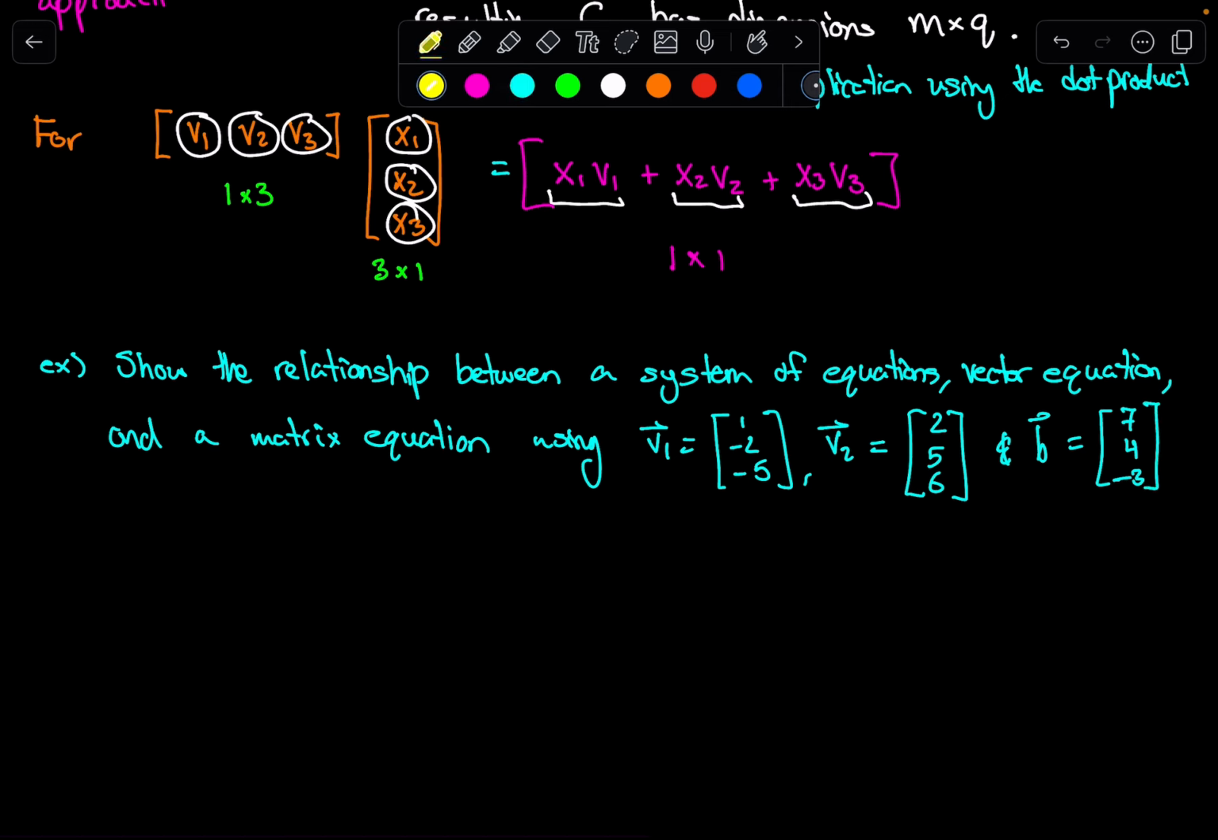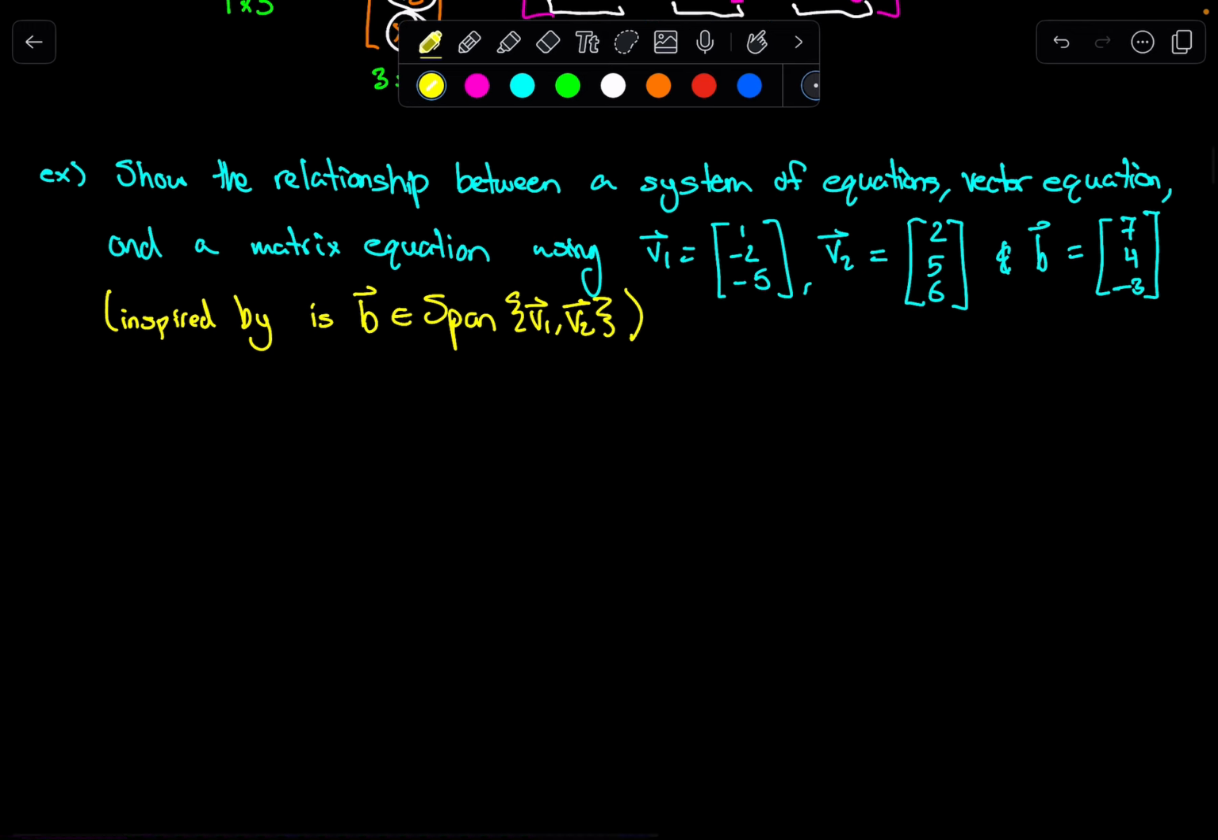And similar question, in case we forgot: is the vector b in the span of the vectors v1 and v2? Okay, so that's the premise. Remember, we're going to start with the vector equation. If this is the case, there exists some x1 times our v1 plus some x2 times our v2, and that equals our vector b. If this has a solution, then b is in the span of v1 and v2.